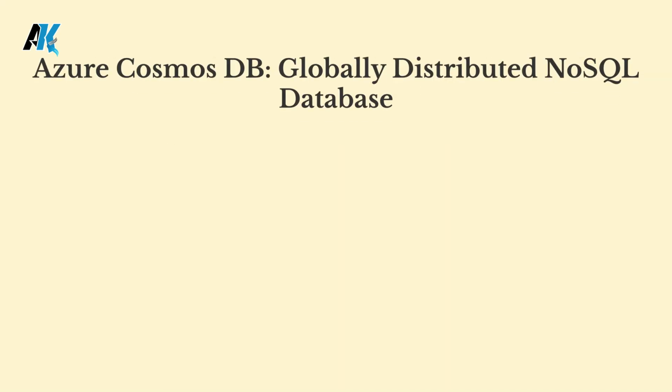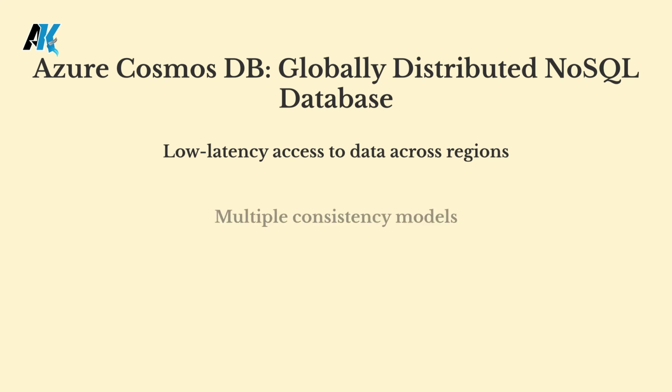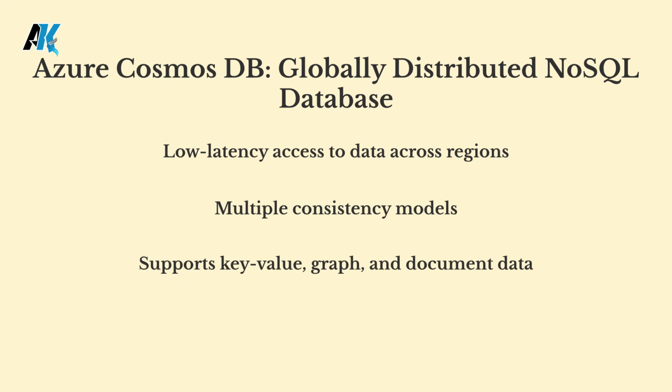Azure Cosmos DB is a globally distributed NoSQL database designed to offer low latency access to data across multiple regions. It supports multiple consistency models, allowing you to choose the right balance between performance and data consistency. Cosmos DB is highly versatile, supporting key value, graph, and document data, making it ideal for a variety of applications.